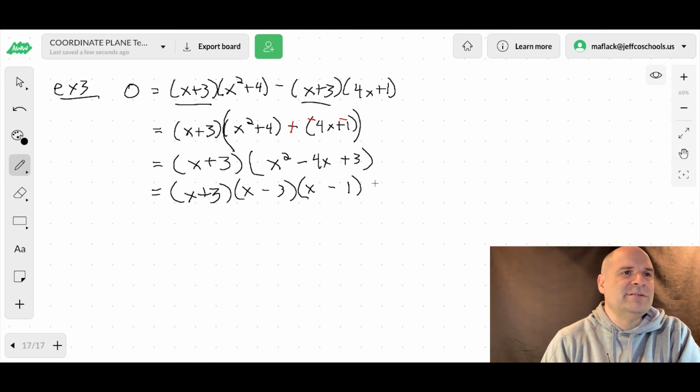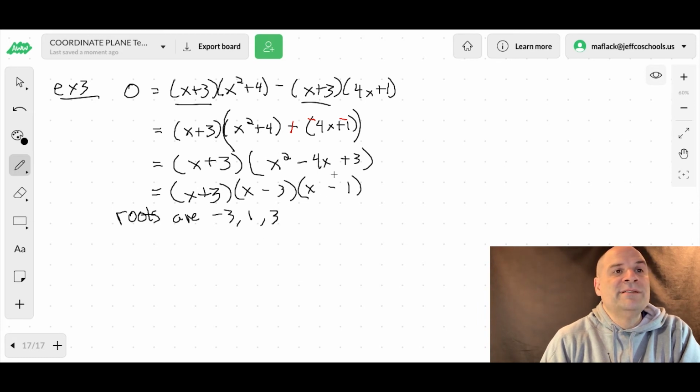All right, here are our solutions. That's pretty easy. Our roots are -3, +1, and +3. So -3 would make this 0, +1 would make this 0, and +3 would make this 0.